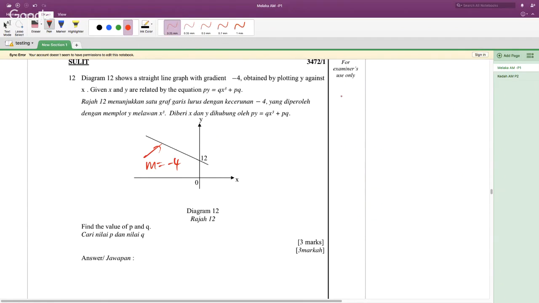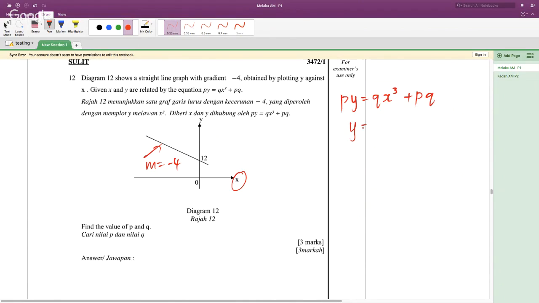Okay, so you have an equation, and I need to solve this one. Find the value of p and q. Given x and y are related by this equation, this is really interesting. I guess something is wrong with this equation, because this is x to the power of 3, but in this graph it is x to the power of 1. Something is wrong here, but let's see what happens.